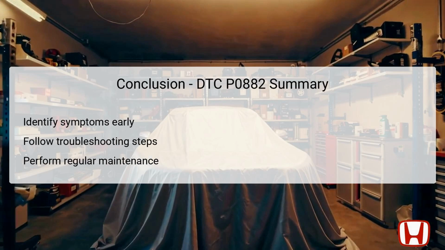In summary, DTC P0882 is a serious diagnostic trouble code indicating a low power input signal to the transmission control module, TCM. Recognizing the symptoms early, such as transmission shifting issues and abnormal acceleration, can dramatically assist in diagnosing the problem effectively. It is essential to follow the outlined troubleshooting steps meticulously, starting from basic checks to more complex electrical diagnostics, to ensure that no component is overlooked.